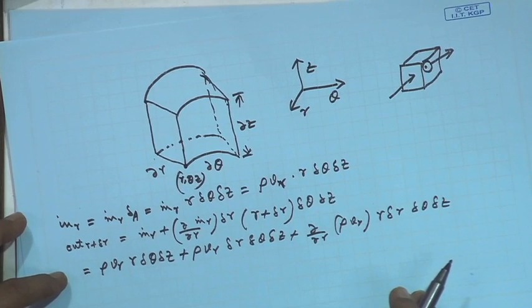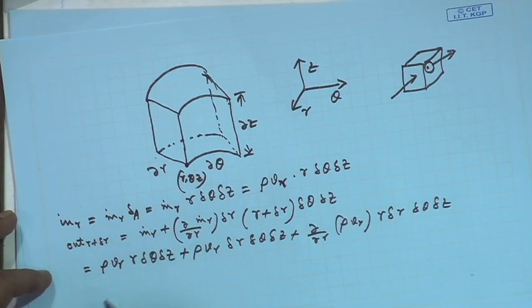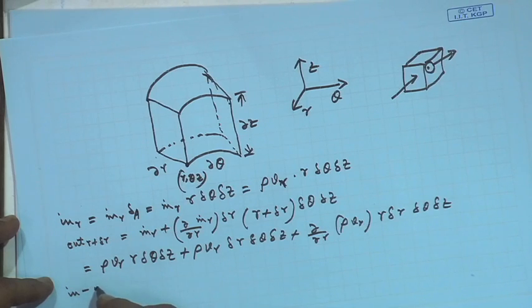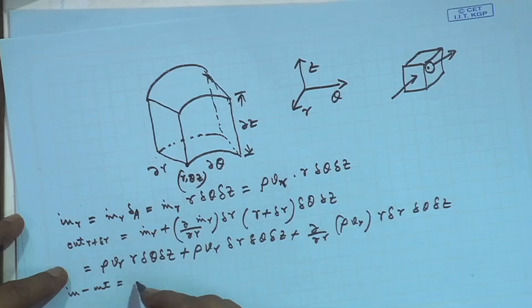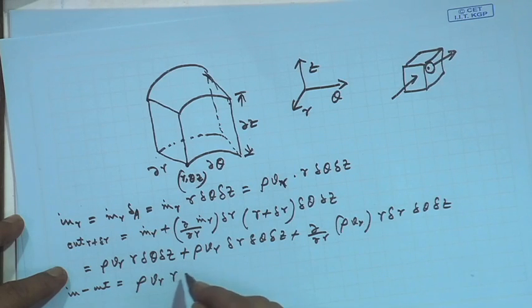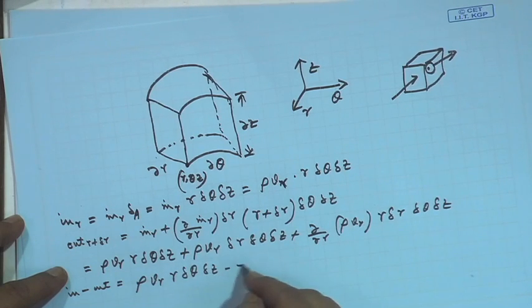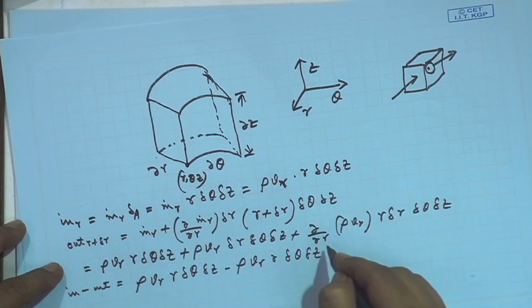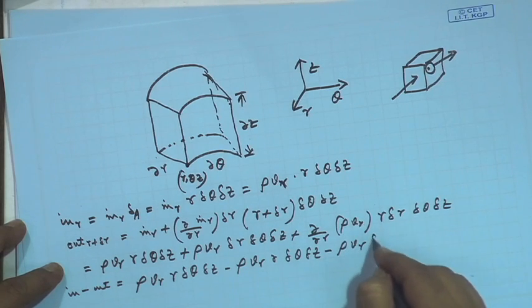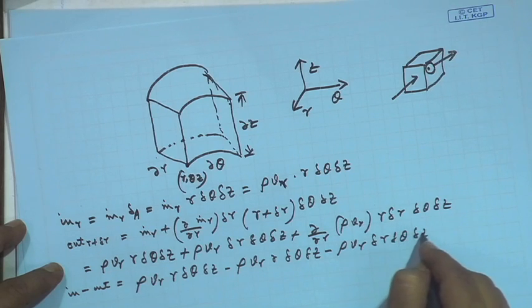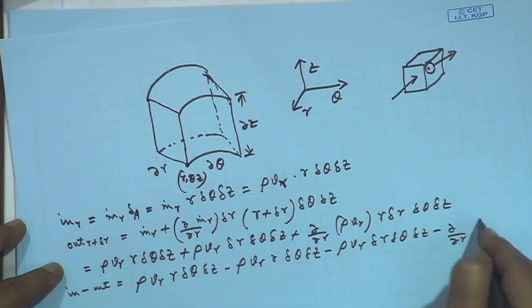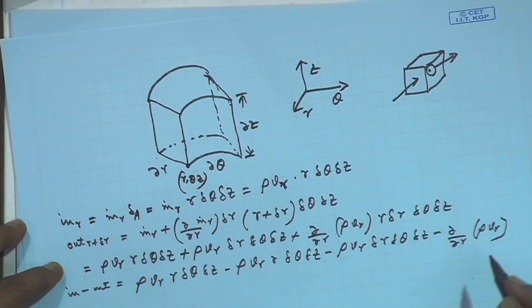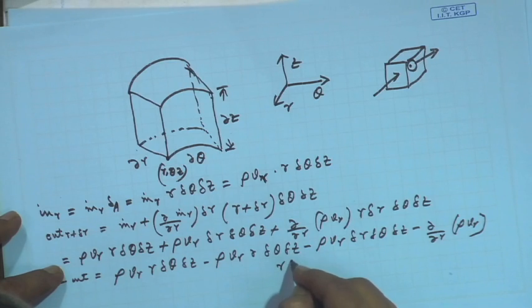So we can say that in minus out equals rho V r r del theta del z minus rho V r r del theta del z, minus rho V r del r del theta del z, minus del r of rho V r into r del theta del z del r.